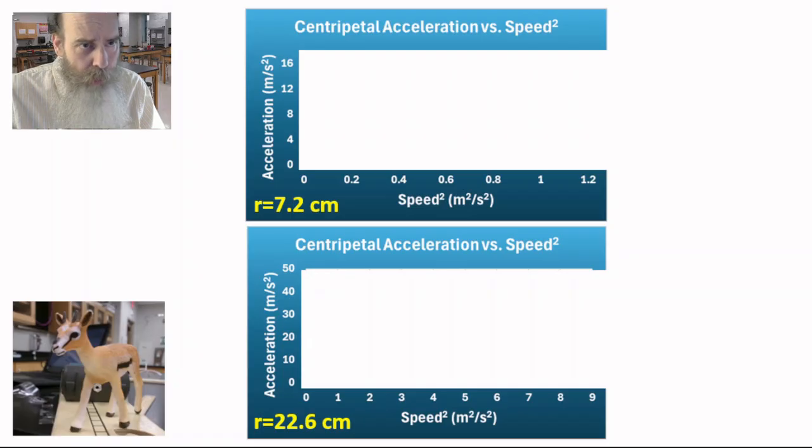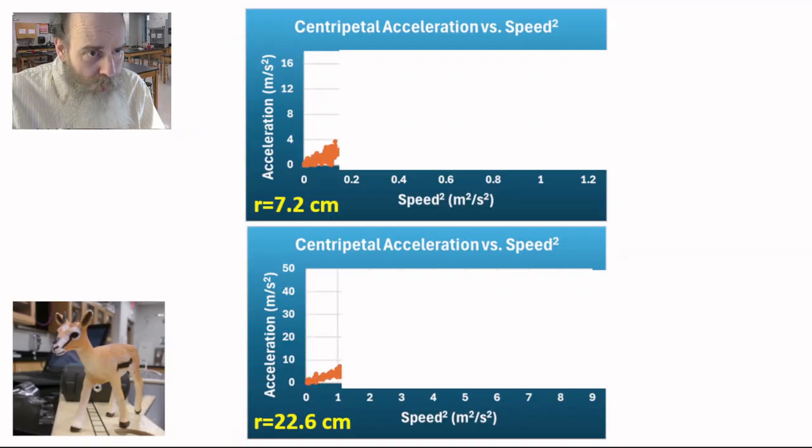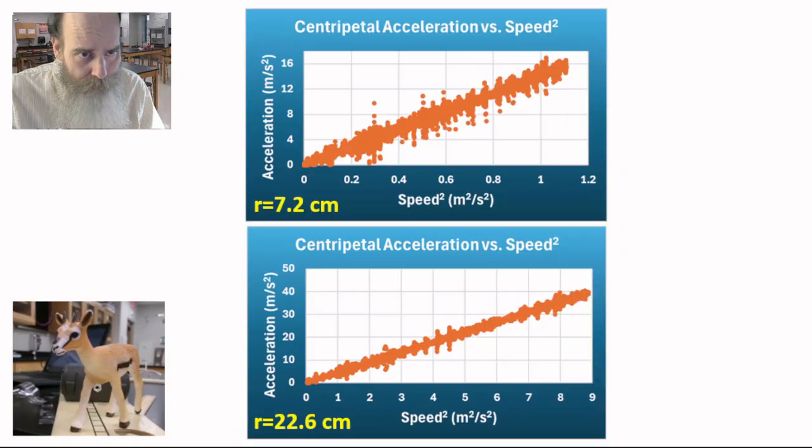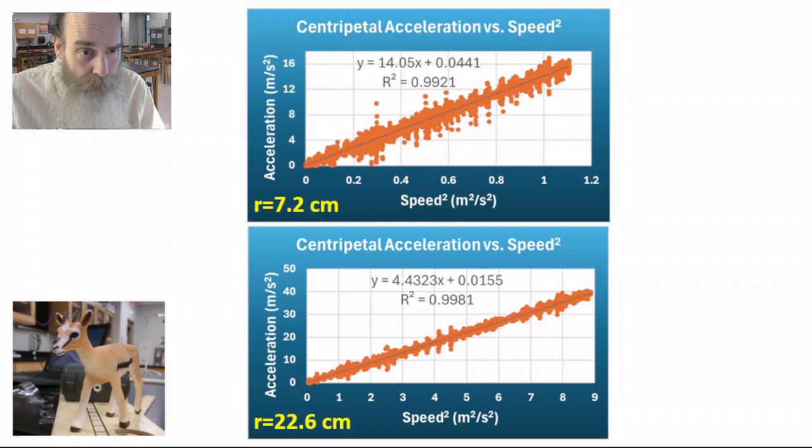Here's some of the data which we got in this experiment. These are plots of centripetal acceleration versus speed squared. At the top we have it for r of 7.2 centimeters and at the bottom for r of 22.6 centimeters. In total we looked at 6 different radii. And you can see that these are linear plots, which is what we expected. Acceleration is proportional to speed squared. And these are the two lines that we fit.